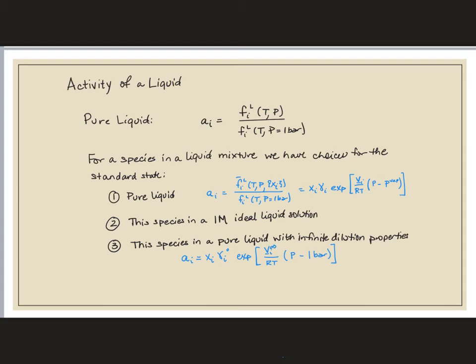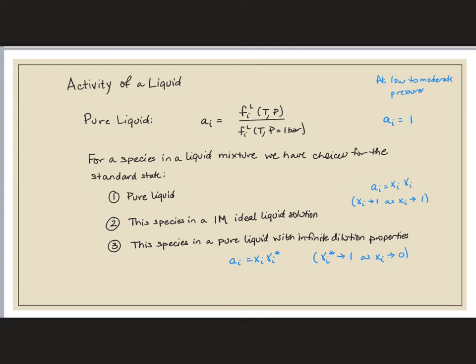The third case is where we are looking at infinite dilution properties. So it's a pure liquid, but it's at that tweaky moment right as it's becoming infinitely dilute. In that case, it's xi times the gamma i for infinite dilution, times the exponential of the molar volume at infinite dilution over RT times P minus, and then we'll use 1 bar rather than the vapor pressure because that's our reference state.